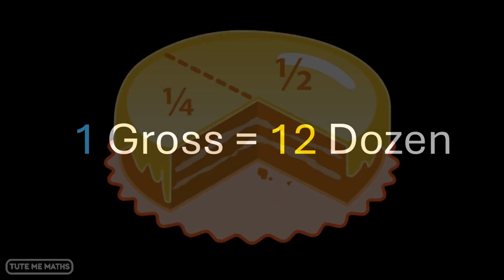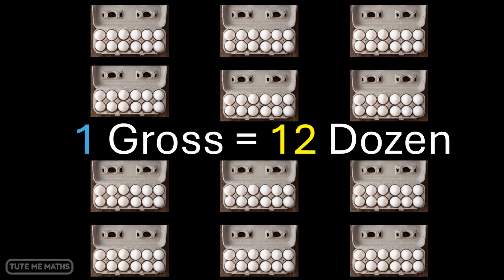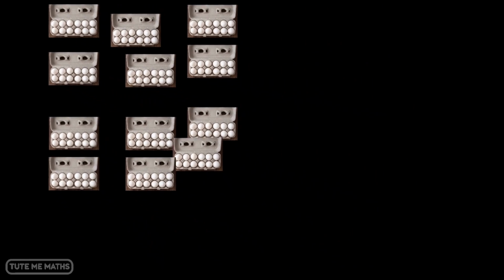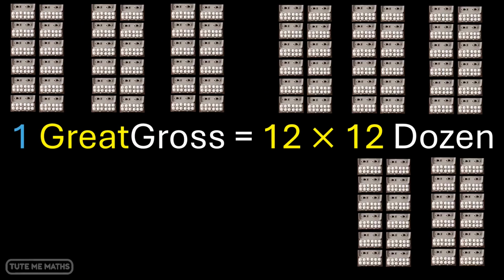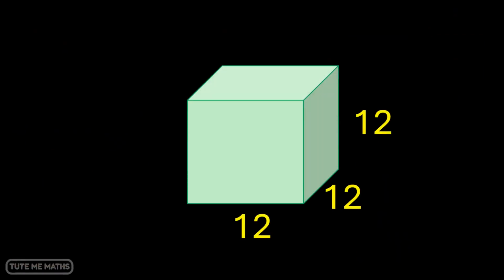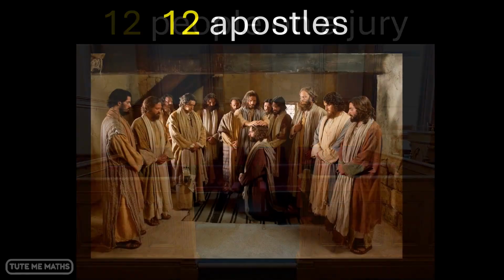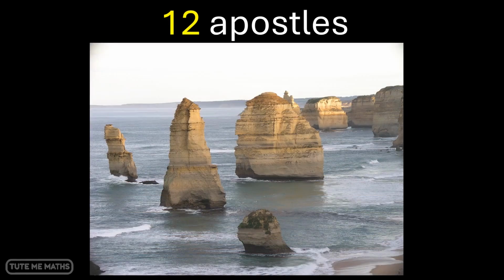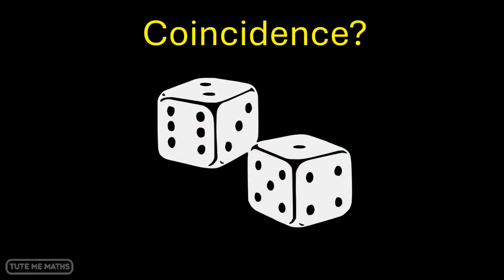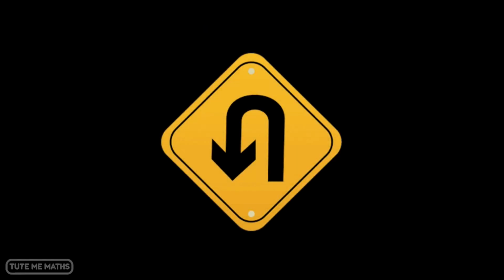That's still not all. A gross means 12 dozen. A great or grand gross is 12 of these, and is also called a cubic dozen. Just how far did this fascination with the number 12 go? Well, there are usually 12 people on a jury, and there were even 12 apostles. But I think we're in the realm of coincidence now. Let's get back on track.